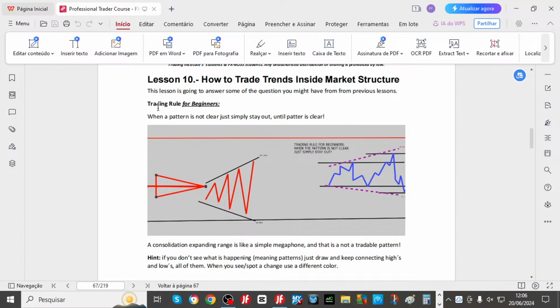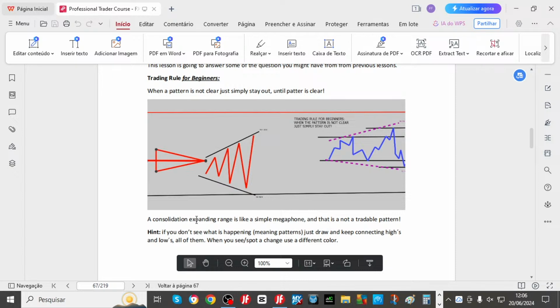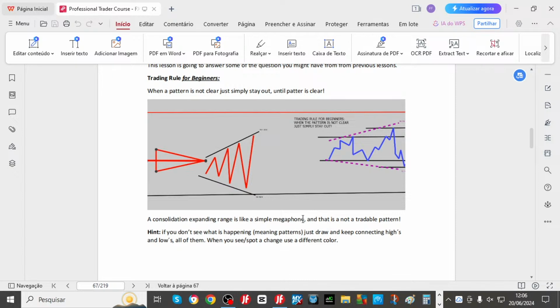Well, still valuable information, right? When a pattern is not clear, just simply stay out until the pattern is clear. A consolidation expanding range is like a simple megaphone. It's not a tradable pattern.